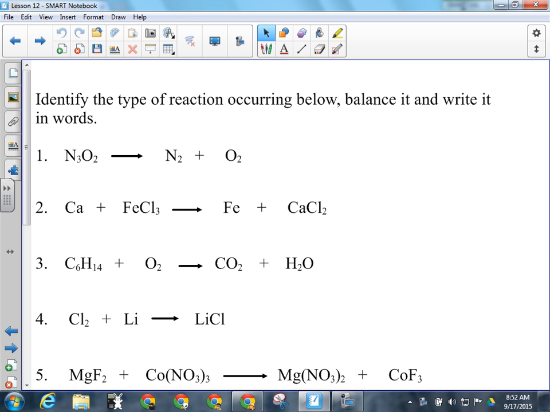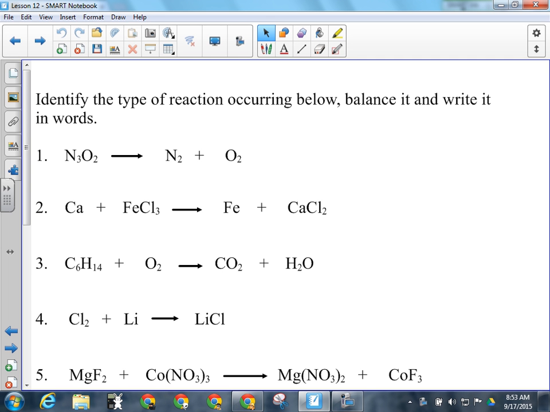Okay, so yesterday we went over the 5 reaction types. The 5 reaction types are synthesis, where you have 2 elements usually reacting to form a single compound. We talked about decomposition reactions, which are the exact opposite. A single compound is our reactant. Our products are 2 elements.